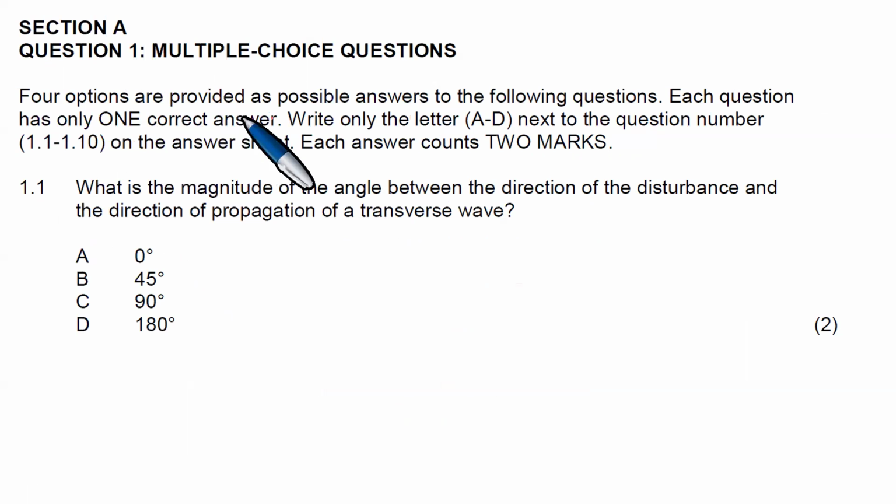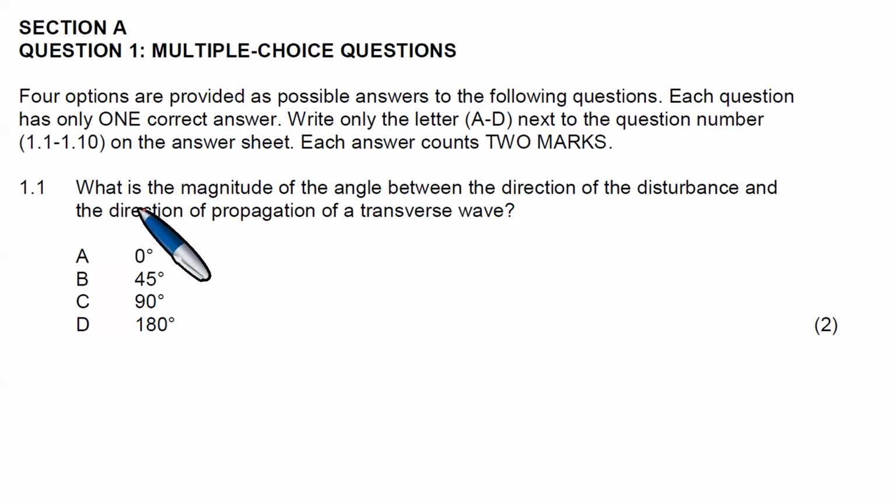4 options are provided as possible answers to the following questions. Each question has only one correct answer. Write only the letter A to D next to the question number 1.1 to 1.10 on the answer sheet. Each answer counts 2 marks. You can see it's 2 marks there.